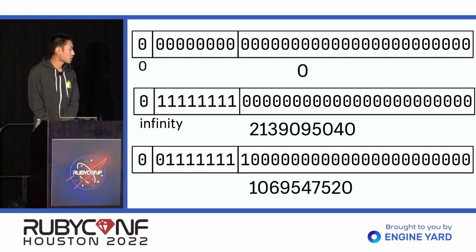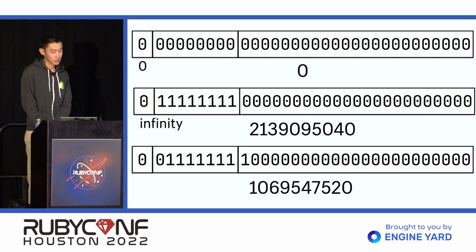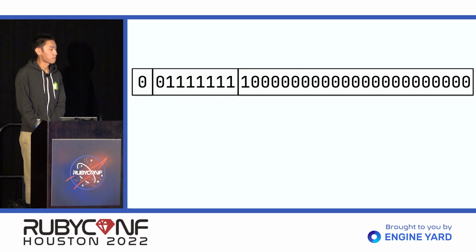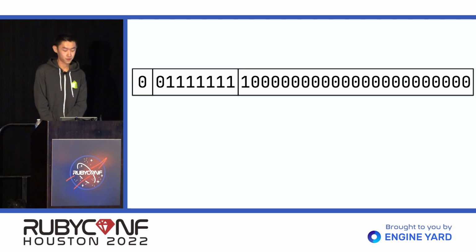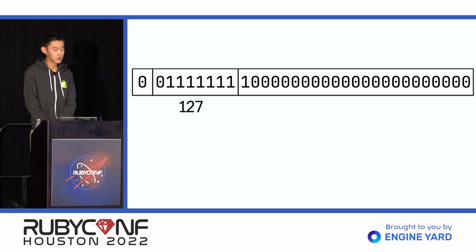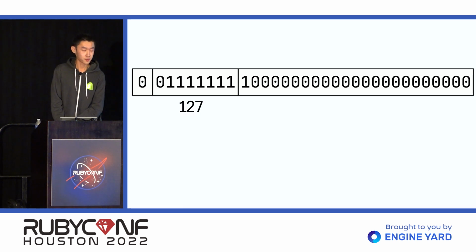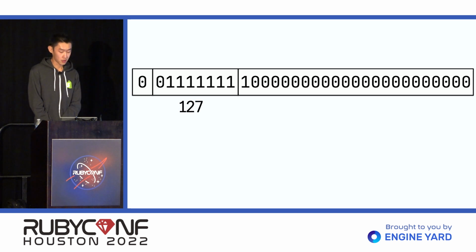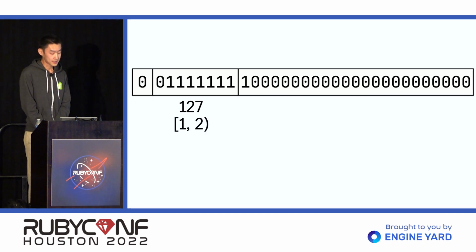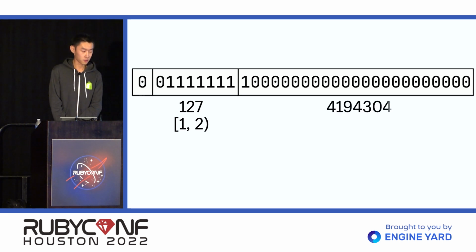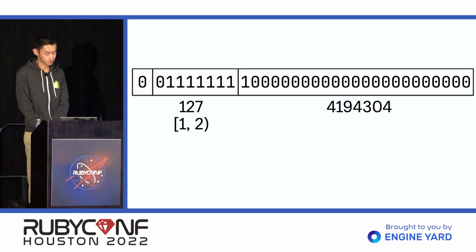Now let's take a closer look at this binary number. And let's try to convert this integer back into a floating point number. The sign here is 0, meaning that this is a positive number. The exponent is 127 in decimal, which means that the range starts at 2 to the power of 0, which is 1, and ends at 2 to the power of 1, which is 2. And the significand is this 4.19 million number in decimal.